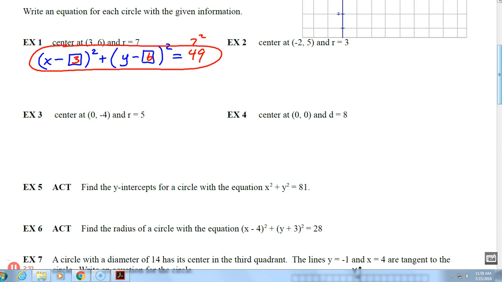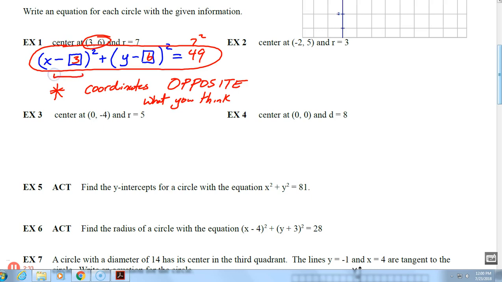Now the big thing, this is huge, the big thing I want you to understand here is that in the final equation, the coordinates are going to be opposite. The coordinates are opposite what you would think. If I see the center is at a positive 3, positive 6, it's kind of weird that in the equation you have this minus 3 and this minus 6. So with circles and equations, it's always good to think opposites.